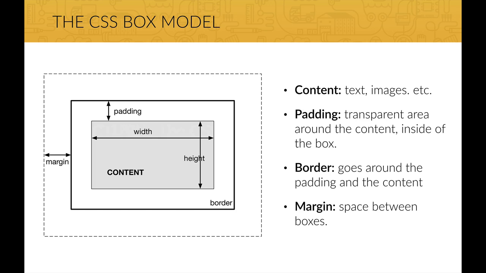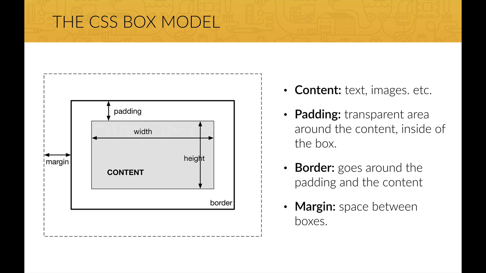So, the content is where text and images appear. The padding is like a transparent area around the content, but inside of the box. The border of the box goes around the padding and the content and may be transparent or not. And finally, the margin is the space between boxes.